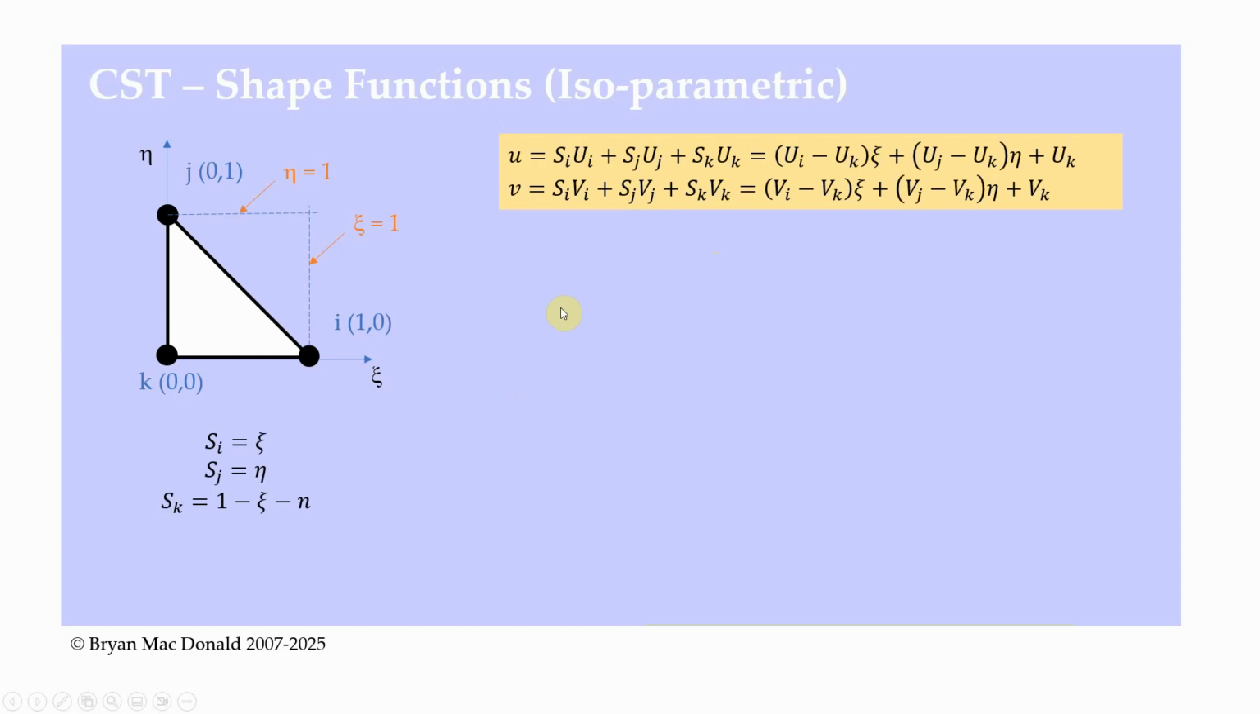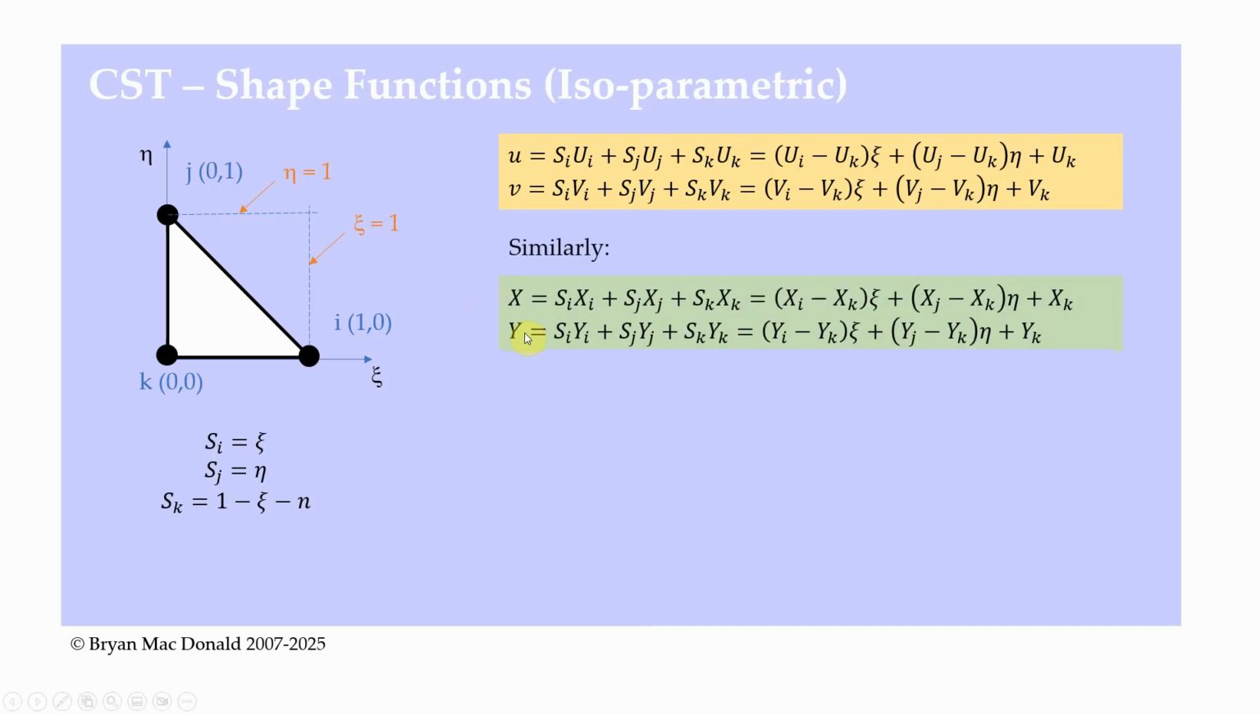Expanding out then those equations from the previous slide. So what I'm doing here is, instead of Si, I'm putting in eta for Si, I'm putting in neta for Sj, and I'm putting in 1 minus eta minus neta for Sk. And then I expand that out and I get these equations here. Okay, so these are here expressed in shape function form. Here I've put in the shape functions which contain the natural coordinates. So now I have the natural coordinates in here, eta and neta.